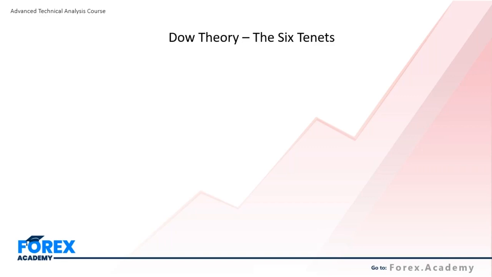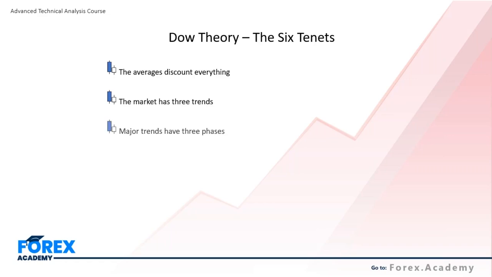What are these 6 tenets that he came up with? Well, the first is one that we covered yesterday, that the averages discount everything. Remember that the market is always forward-looking and it is evaluating and anticipating future developments, and that is then having an impact on the market's decision-making process and thereby, as a result, on the price. The second one is that markets have 3 trends, and it's something that we will focus on in this particular webinar. Major trends have 3 phases, another aspect that we will be looking at extensively very shortly.